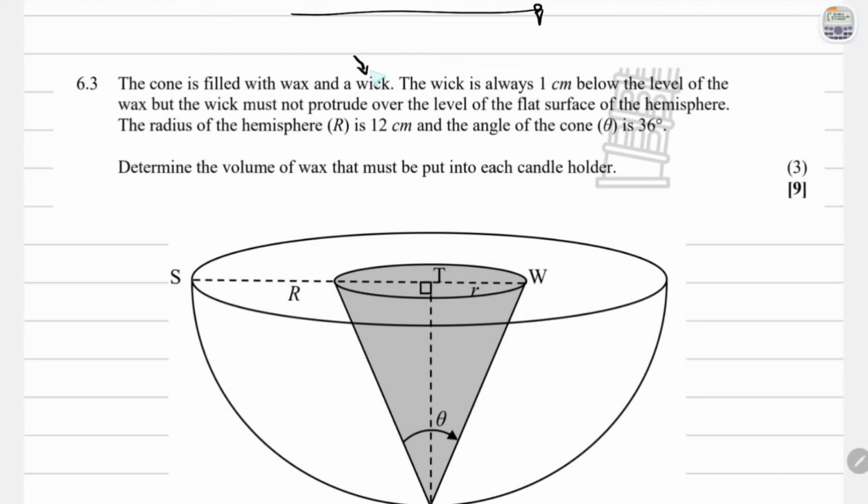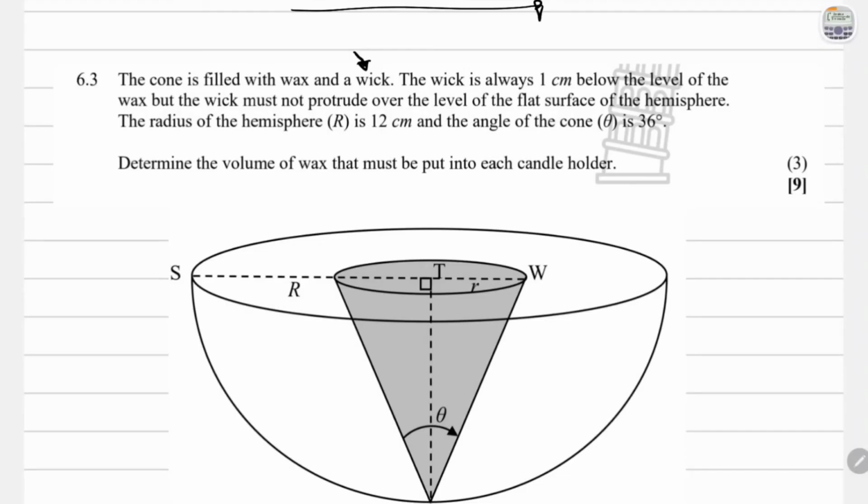So I'm guessing the wick, I don't really know much about candle making, but I'm guessing the wick is that string that they put inside the candle, that burns when you light it. So the wick is always 1 centimeter below the level of wax, but the wick must not protrude over the level of the flat surface of the hemisphere. Okay, let's just break that up.